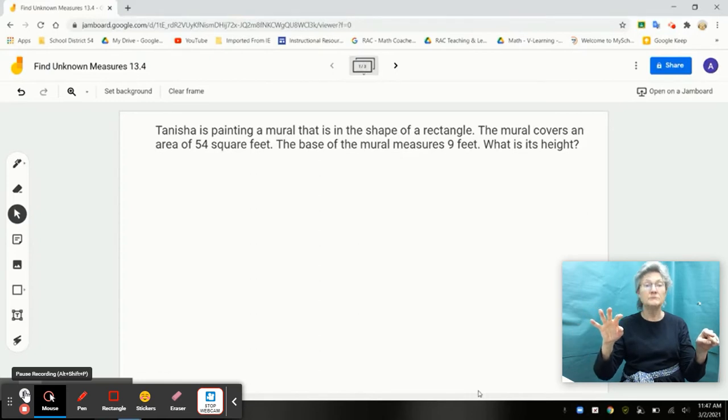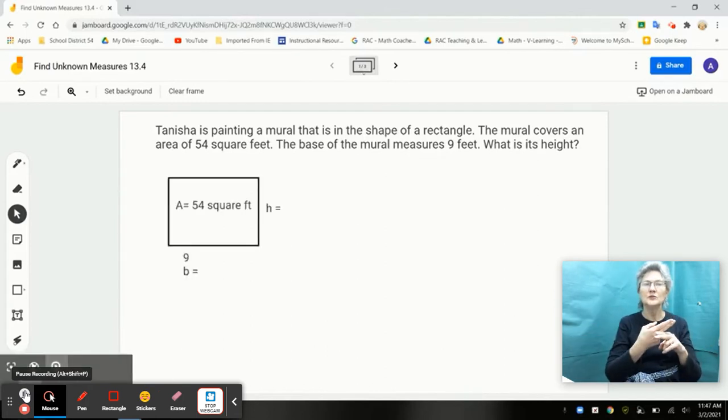Awesome. Well, what is the problem asking of us? What are we trying to find? The height. Awesome. So based on what we have here and what we just talked about, we have the area of the shape as well as the base of the shape, and we need to find out the height. Let's start by using a visual.